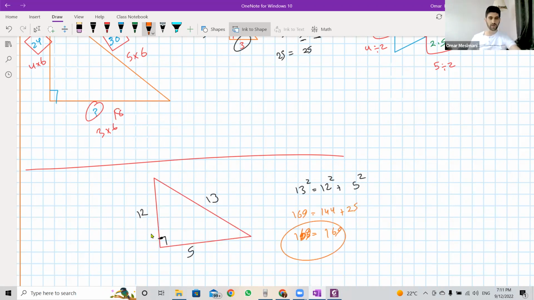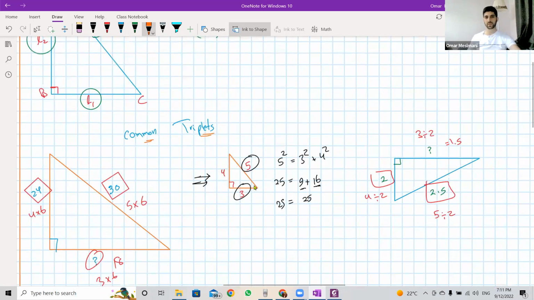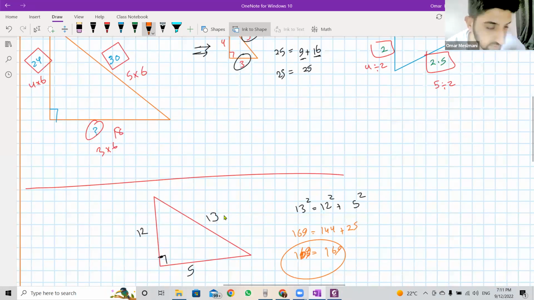This is somehow common. All right. So 3, 4, 5 and 5, 12, 13. These are the most common ones. For now, until now, any problem?